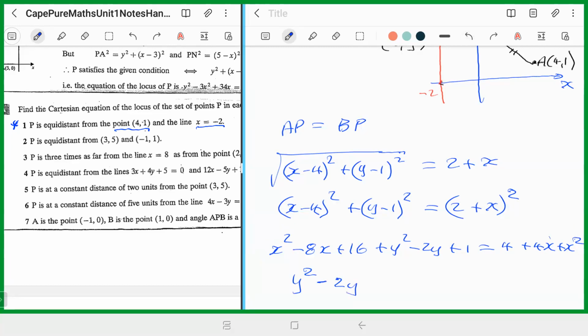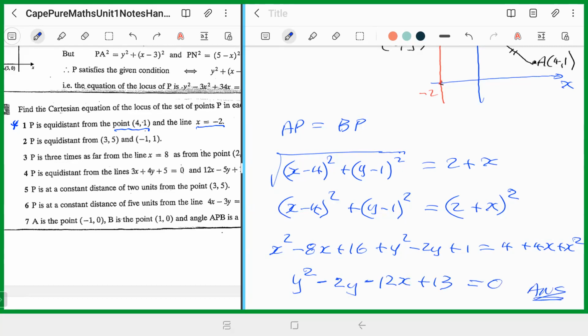And this x now comes over here and minus 8x. So minus 8x and minus 4x is minus 12x. I'm getting minus 12x. And in terms of the numbers now, this and this makes 17. And I'm going to subtract this 4. 17 minus 4 is 13, equals 0. That is my locus. This is my answer right here.